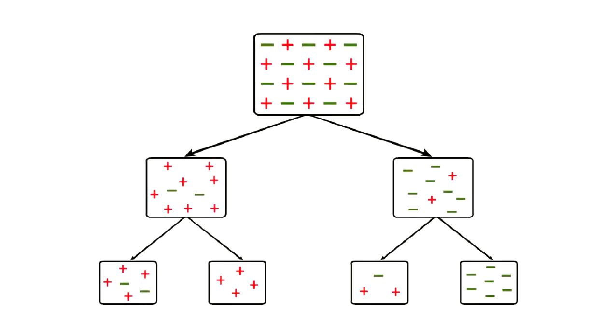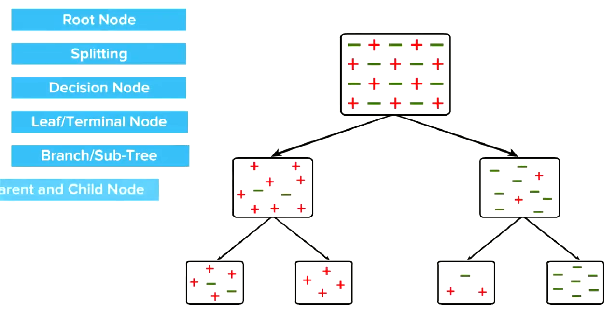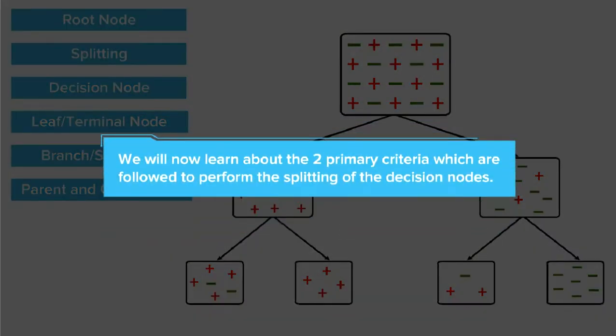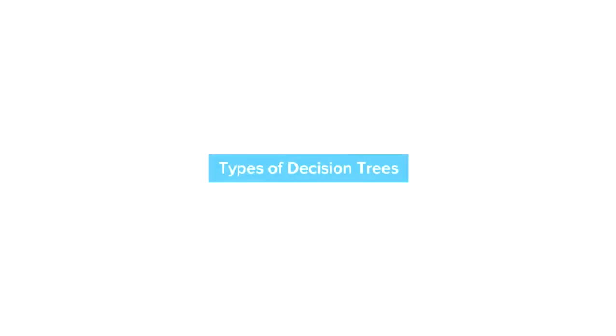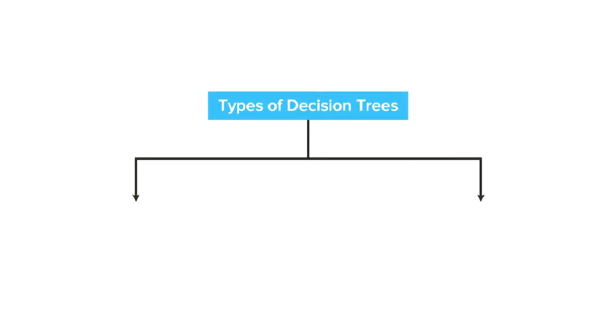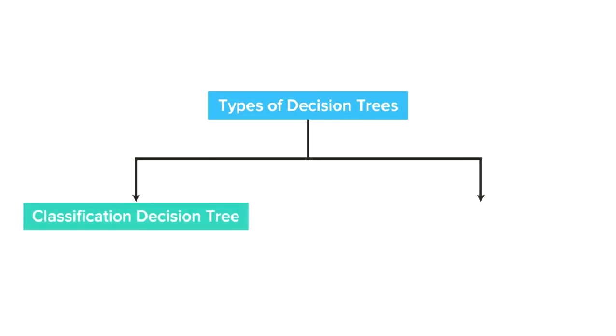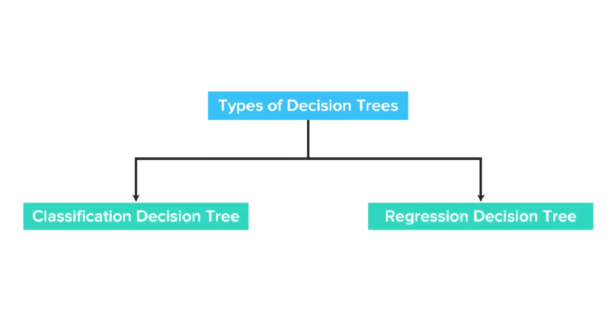Now that you have a fair idea how the decision tree works and the key terms associated with it, we will now learn about the two primary criteria which are followed to perform the splitting of decision nodes. But before that, we need to discuss about the types of decision trees. They are divided into two categories: classification decision tree and regression decision tree. We have already mentioned in the previous topic that decision trees can handle both the regression and the classification tasks.